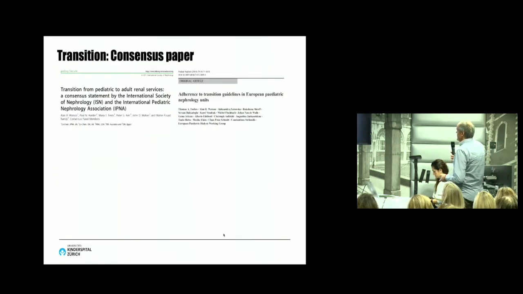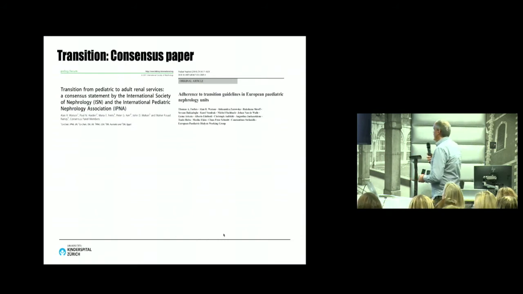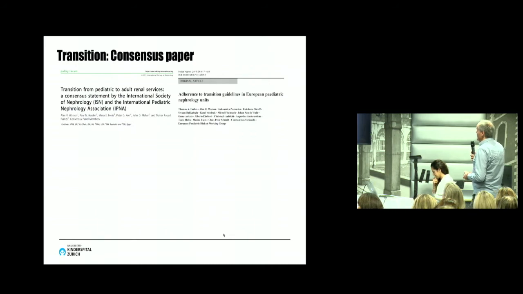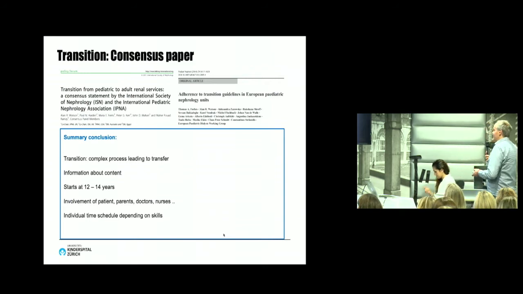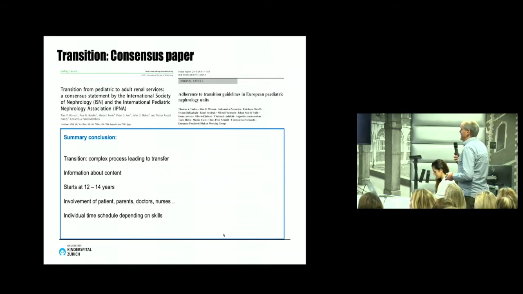So what is in the literature? You all know, I'm sure, Alan Watson. He has published quite a lot on the consensus, what is necessary for a good transition, leading to a good transfer, leading to a good solution for these children. It has been published a few years ago. And the summary conclusion is that transition is a complex process leading to transfer.